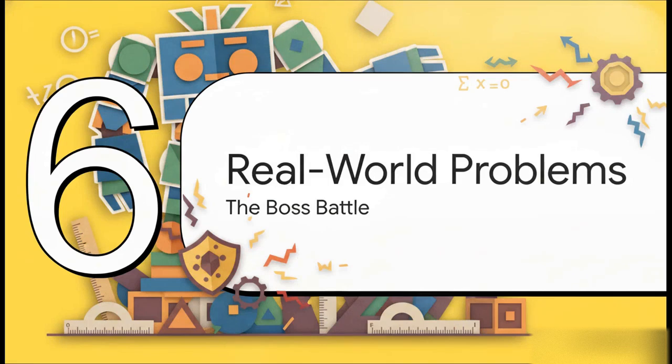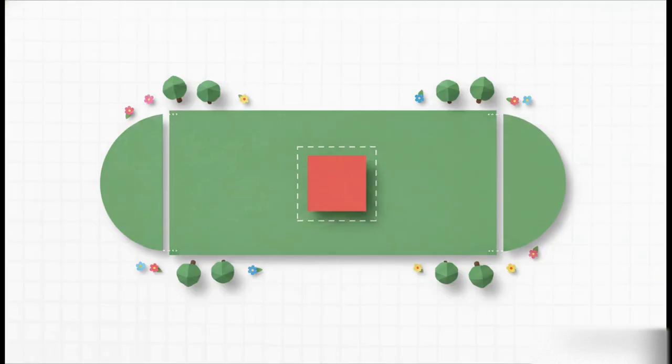Section 6. Real-world math problems. The boss battle. Let's put all of this into practice. Say you're hired to plot a complex park garden. The field is shaped like a rectangle with a semicircle stuck on each end, and right smack in the middle, there's a square house that obviously shouldn't be planted with grass. By applying our visual dissection rules, we can conquer this step by step.